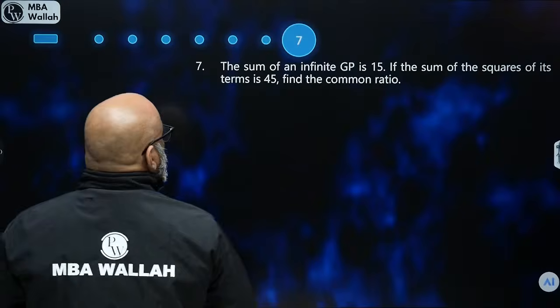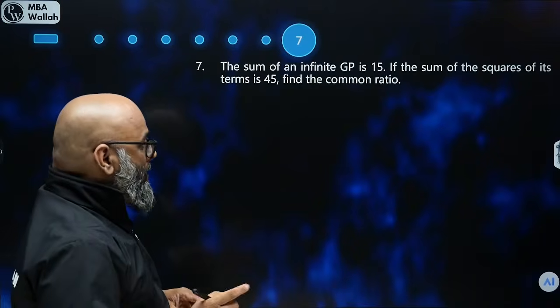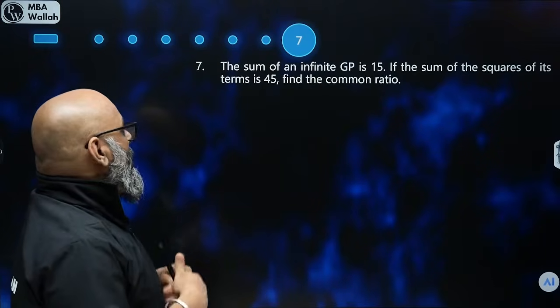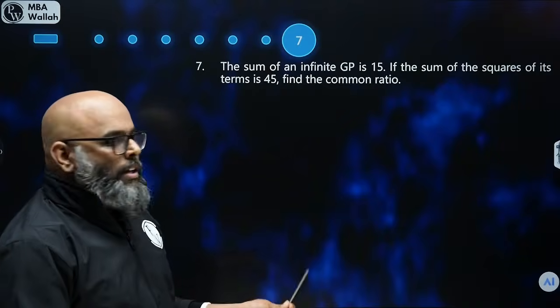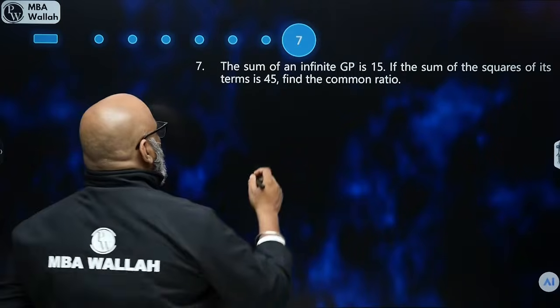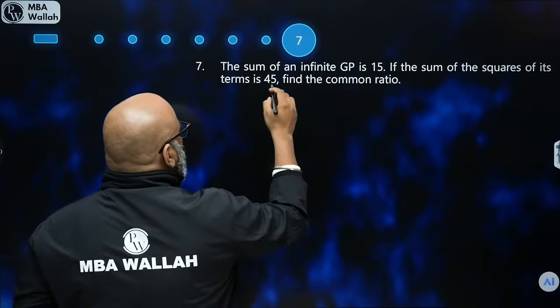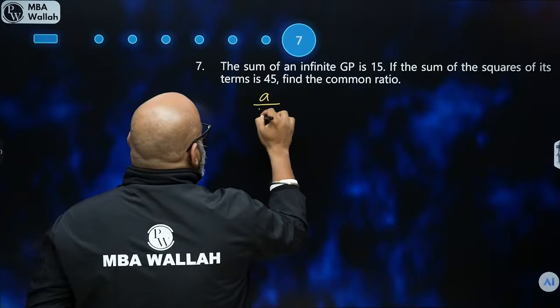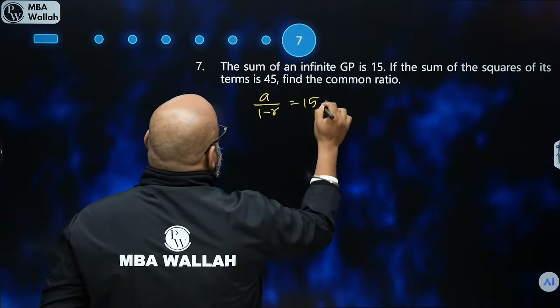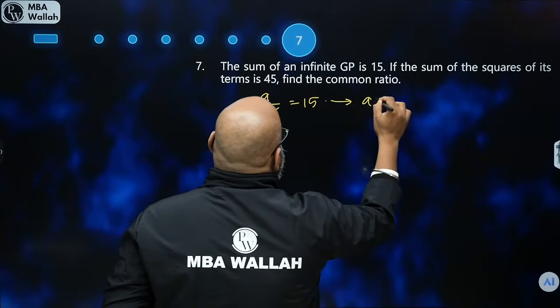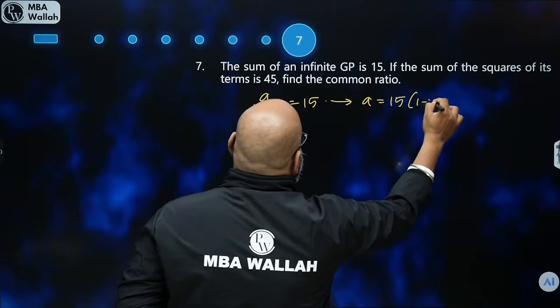Right, we'll solve this. The sum of an infinite GP is 15. The sum of the squares of its terms is 45. Find the common ratio. Nothing fancy here. Sum of an infinite GP is 15, so I can say a by 1 minus r is equal to 15. From here I can say a is equal to 15 into (1 minus r). We'll keep this.